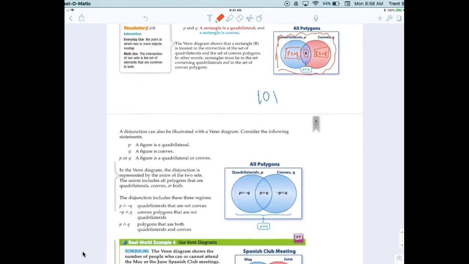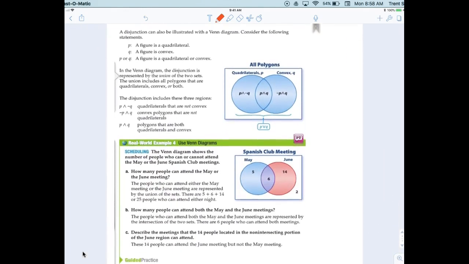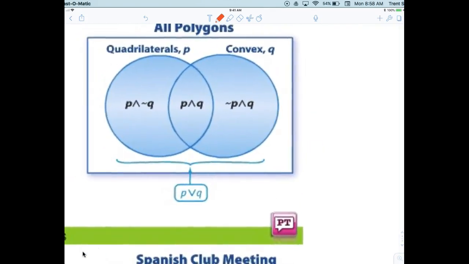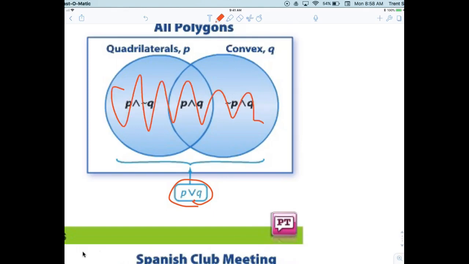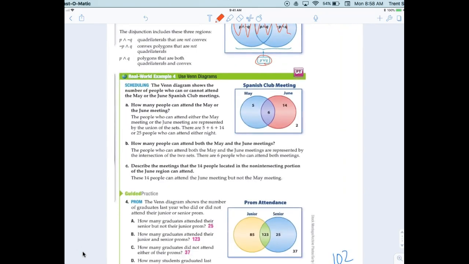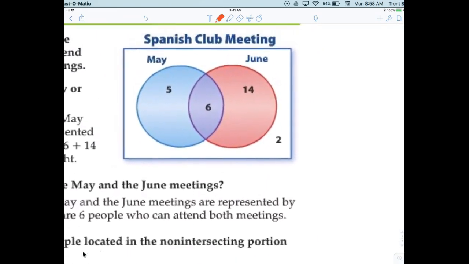All right, now what I want to do is, because I'm running out of time, I just feel like this is what we said right here. Do you agree? All right. Now, I left this one out. Does everybody see P or Q? Oh, yeah. P or Q would be all of this. Do you agree? Right? Okay. Now, I think the Venn diagrams, like I said, they're going to ask you questions about the Venn diagrams.